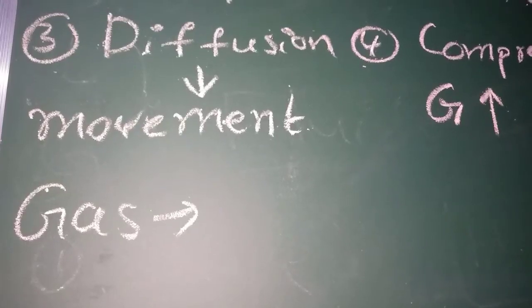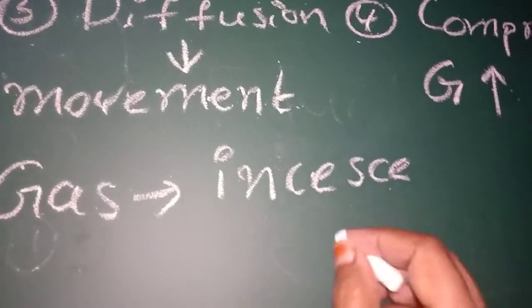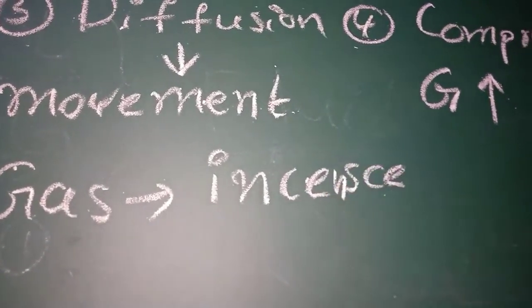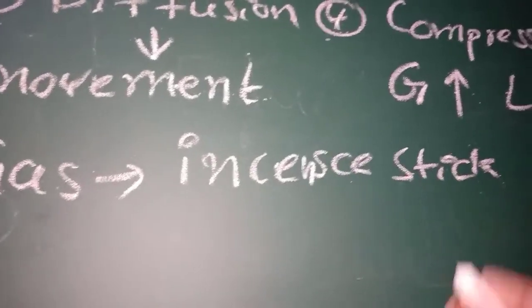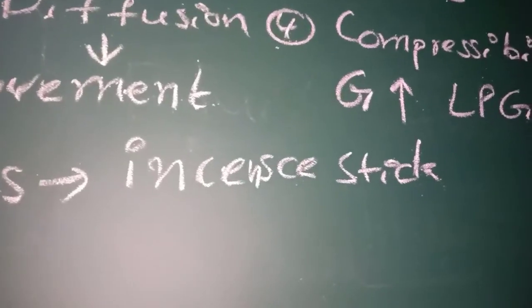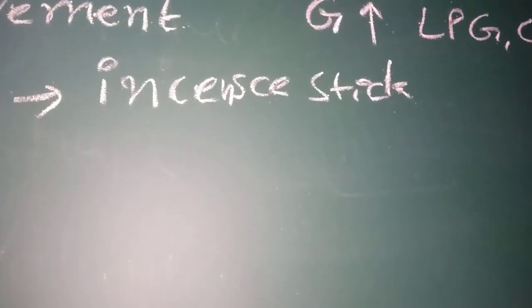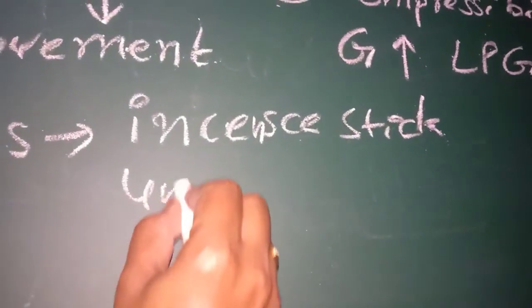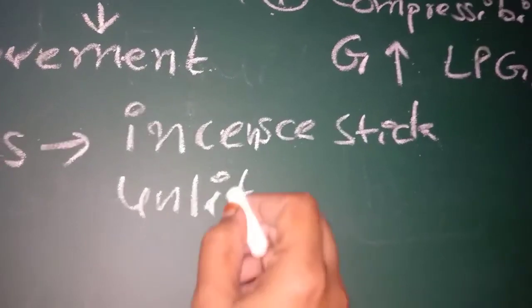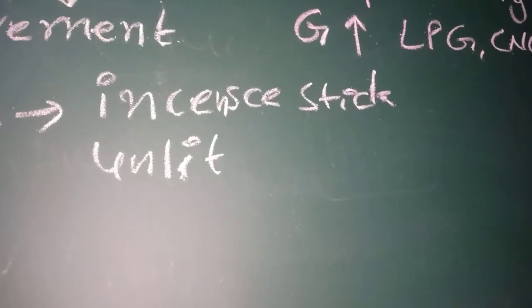First of all, we take an incense stick, which we use in the puja. First of all, ask your friend to hold one unlit incense stick in his hand, and go into another room and smell it.